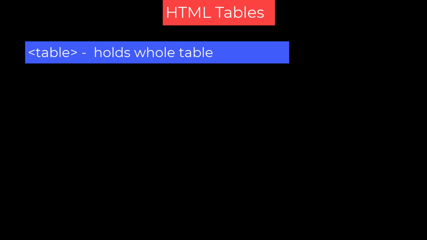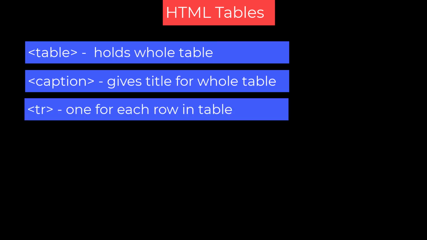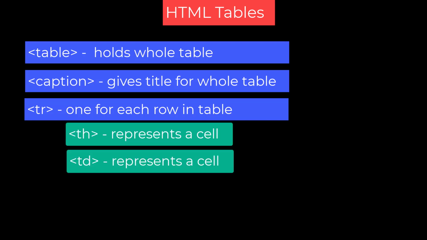We start by exploring the basic structure. The table element holds the whole table. The caption element gives a title to the whole table. TR elements, one per row, are composed of TH and TD elements, representing cells in the table. In a later lesson, we'll look at richer possibilities.